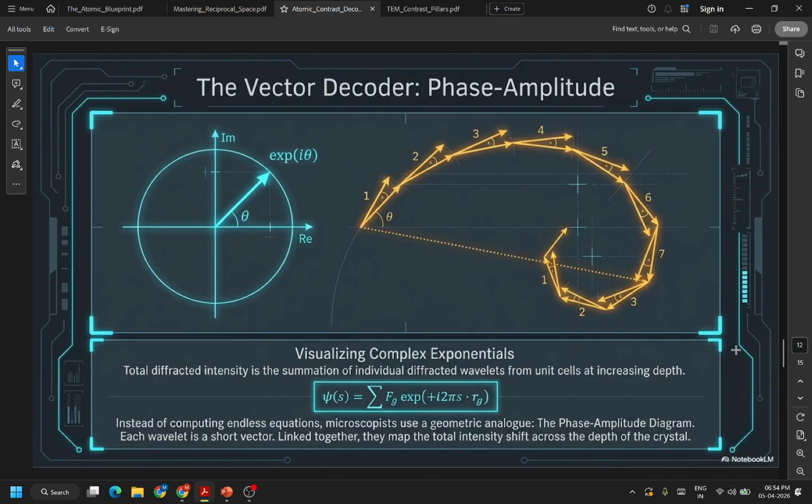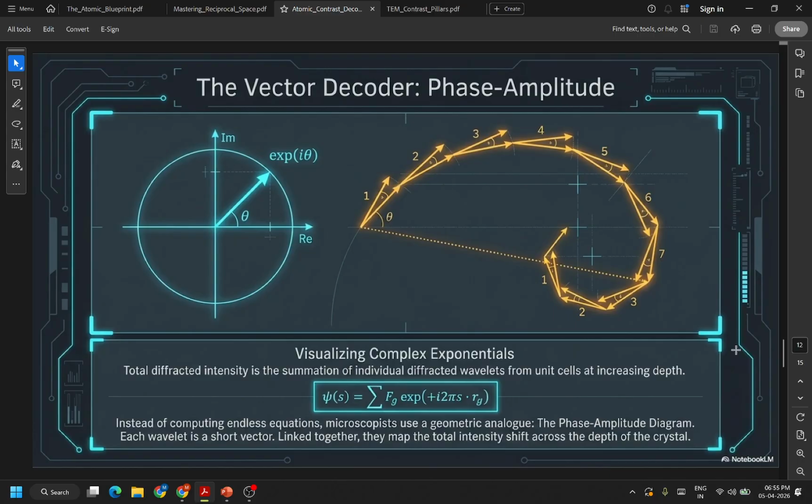So the total diffracted intensity is the summation of individually diffracted wavelets from unit cells at increasing depths. So we have a thickness of lattice. Diffraction will come from every lattice, and there will be multiple diffractions. So the total diffracted intensity is equal to the sum of individual diffracted wavelets from unit cells. So you get phi_s equals the summation of f_g exponential plus i 2 pi s into r_g.